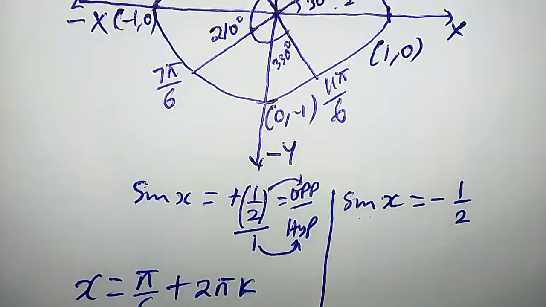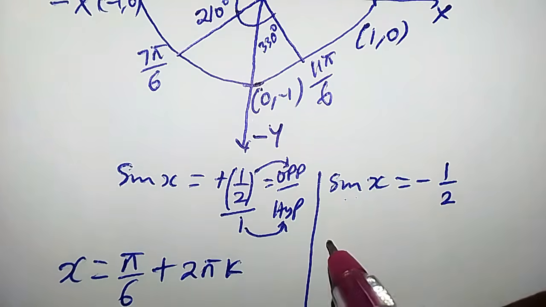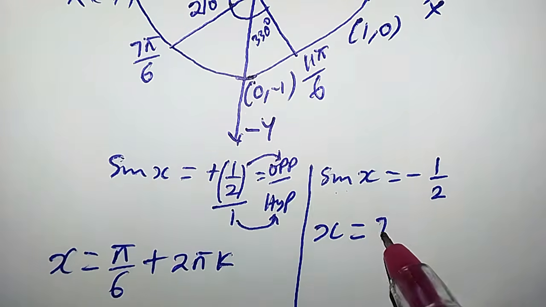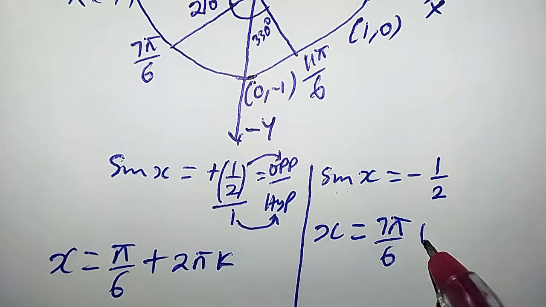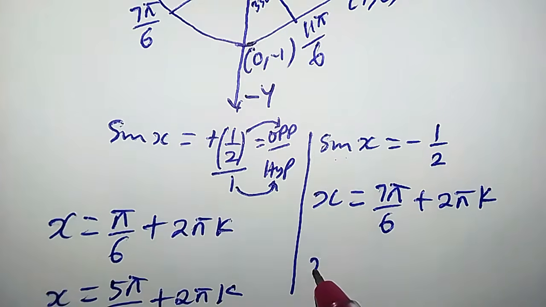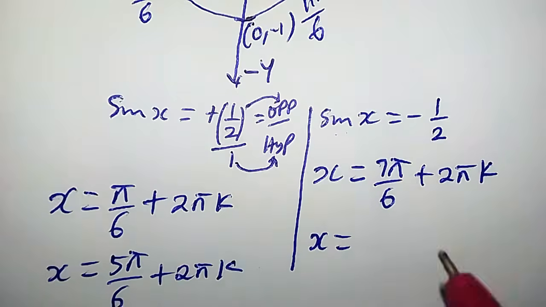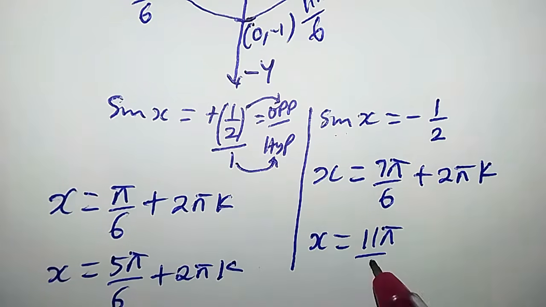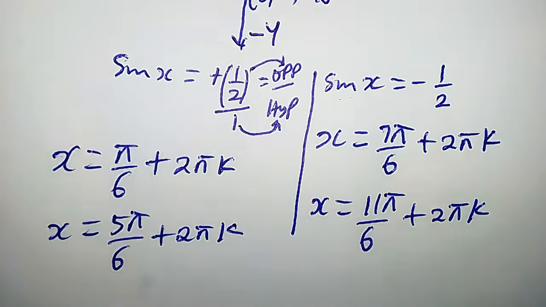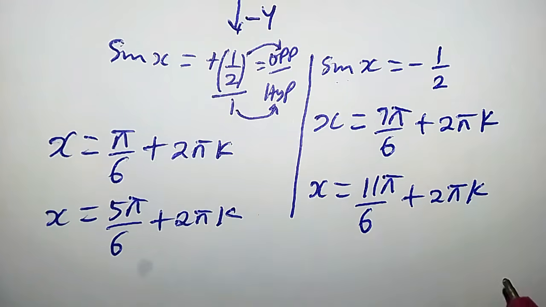So that means for sin x equals minus 1 over 2, the first value of x is equal to 7 pi over 6 plus 2 pi k, k constant, and x equal to 11 pi over 6 plus 2 pi k, k is a constant. These are the values of x for sin x equals plus or minus 1 over 2.